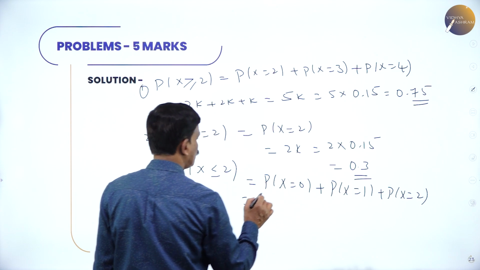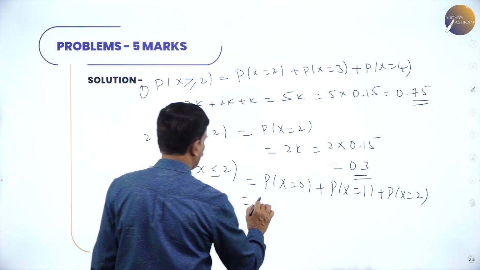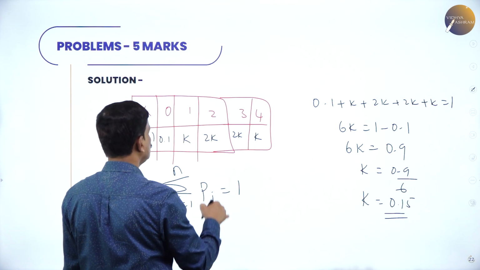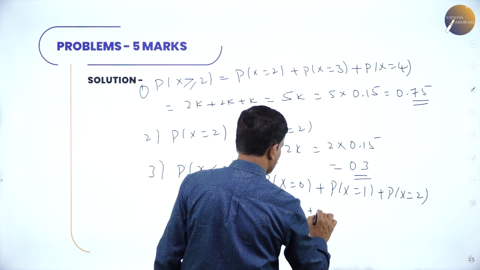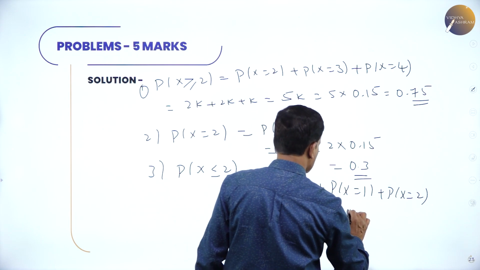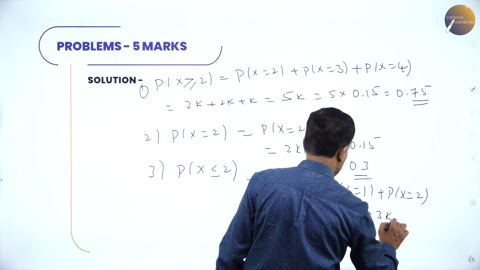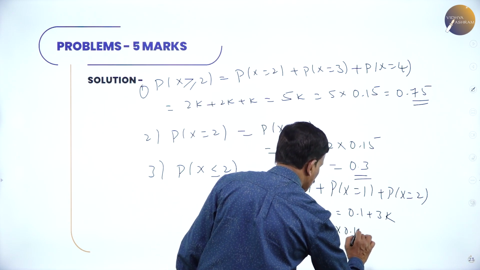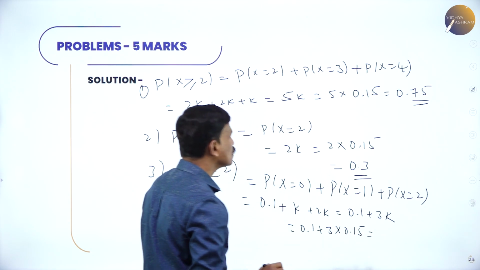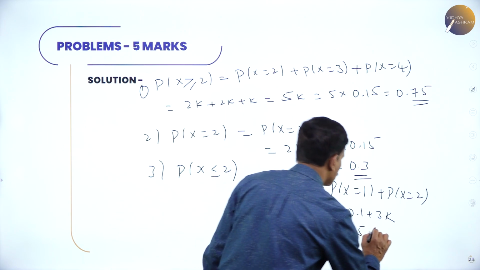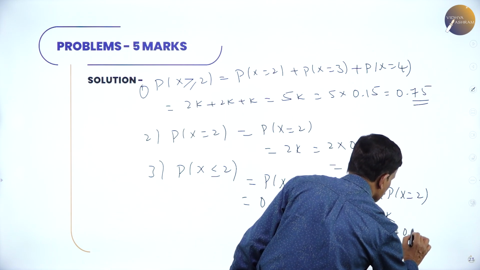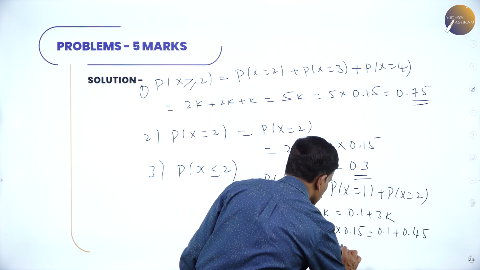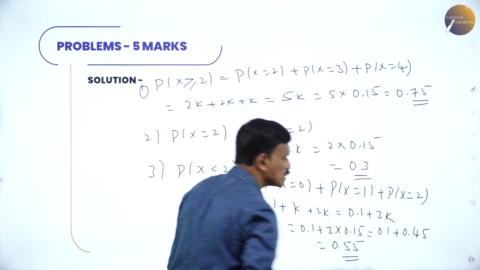So what is the probability of x equal to 0? 0.1. What is P of x equal to 1? k. For 2, it is 2k. So k plus 2k. What is this equal to? 0.1 plus 3 times k. So this is equal to 0.1 plus 3 into k, which is 0.15. So what is this equal to? 0.1 plus 0.45. Add this, 0.55. This is the required answer.